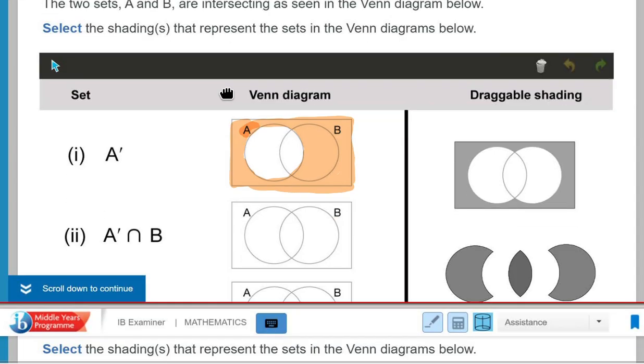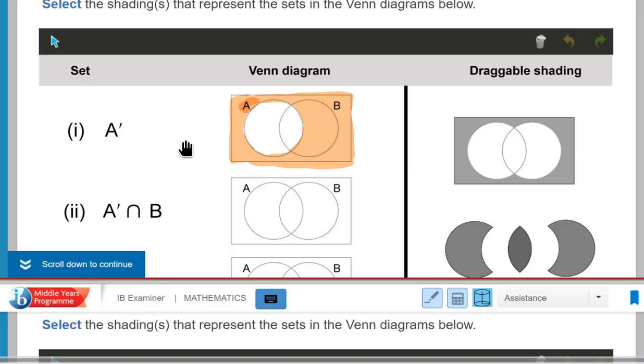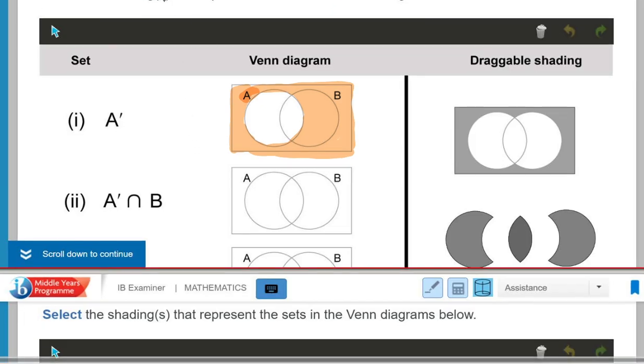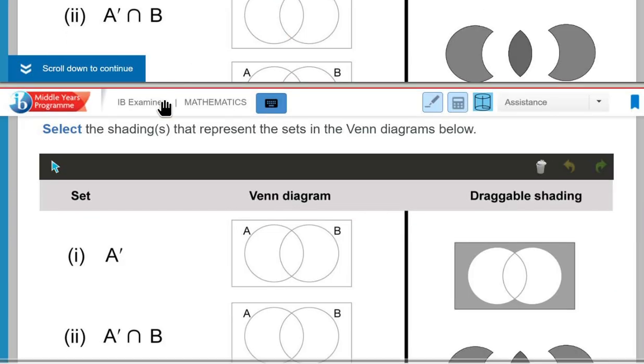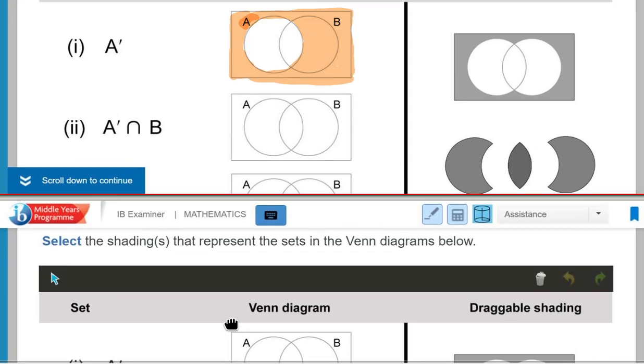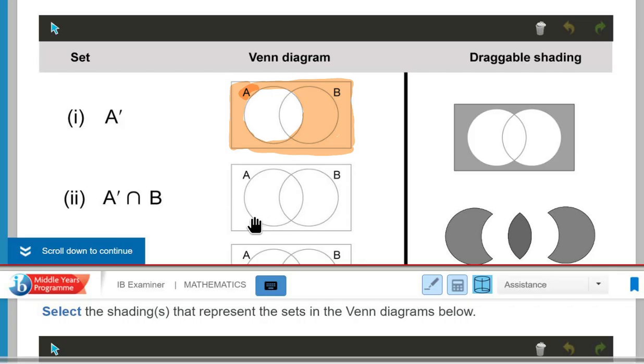Okay, so this would be your answer, everything except for A. Then it says A complementary intersection B. This is a bit tricky. Let's just do it here as well. A complementary intersection B. What does that mean? We'll do that in two parts. First, let's circle A complementary.